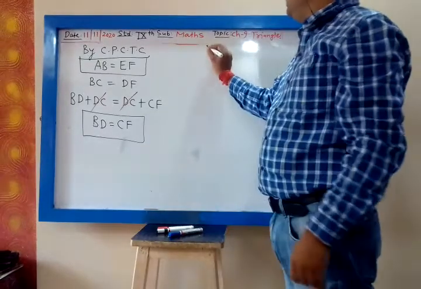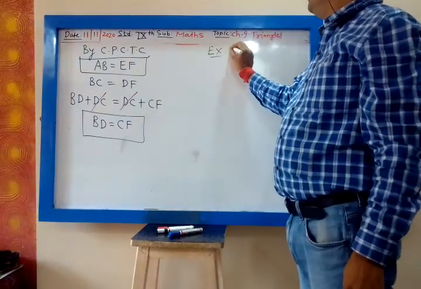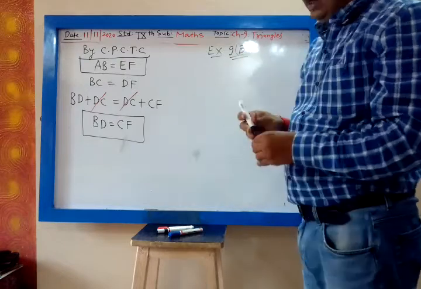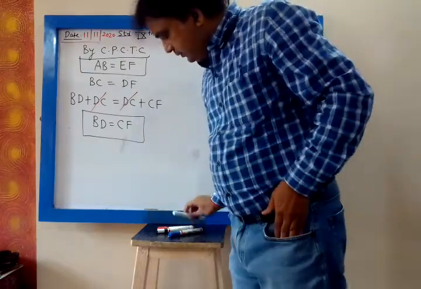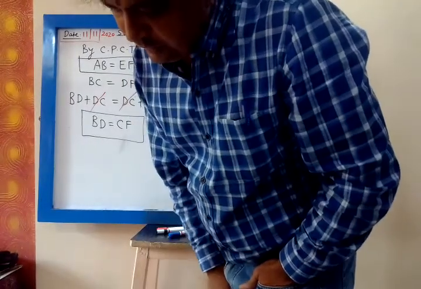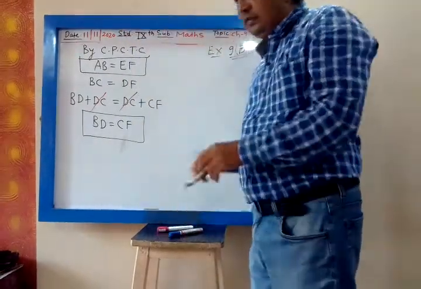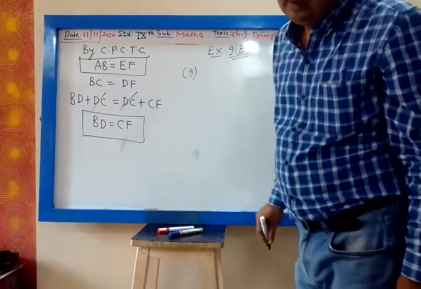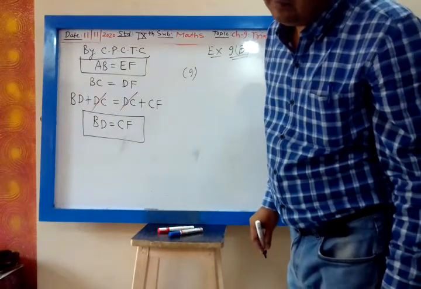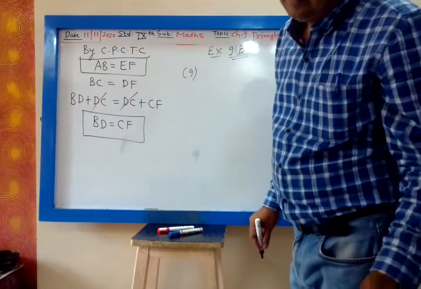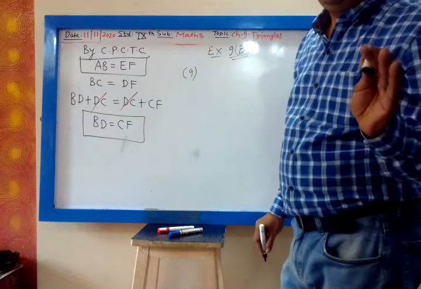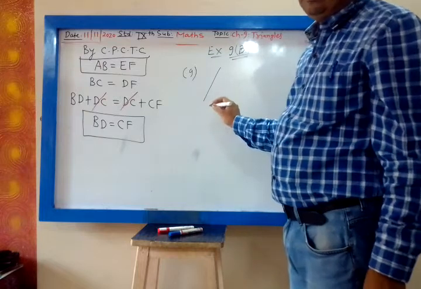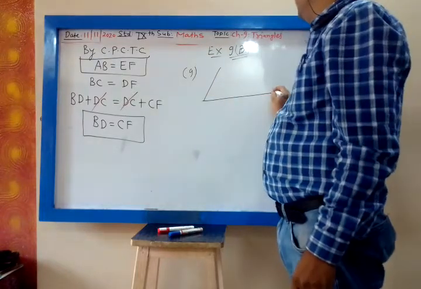So let us do 9B. Questions 1 to 8 are omitted. Ninth we will do. Ninth one, in the following diagram, AP and BQ. Let us see the first. Step by step we'll see. By seeing the problem we decide.